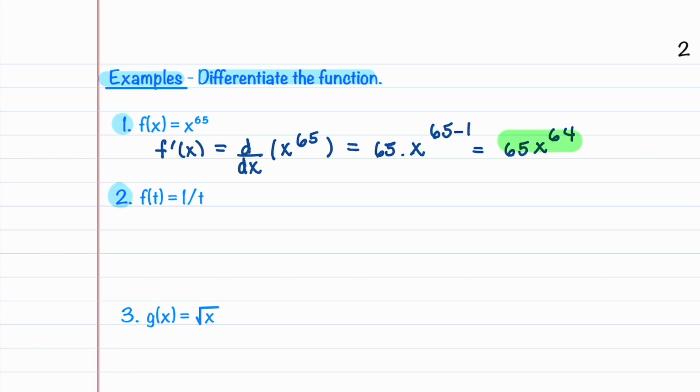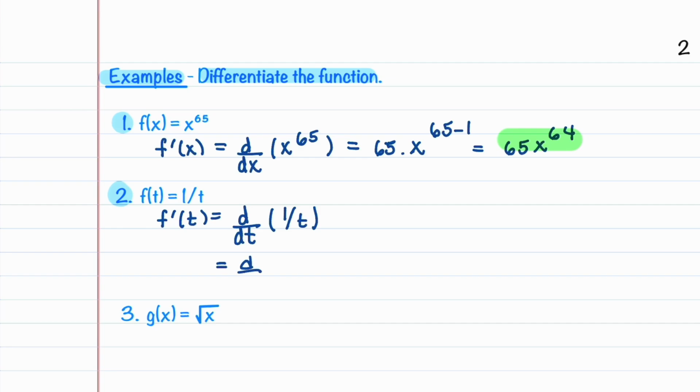Let's look at our next example. In this example, we have f of t is equal to 1 divided by t. Let's start by writing f prime of t is the derivative with respect to t of 1 divided by t. We can only use the power rule when our function is raised to an exponent. So what we have to do before we take the derivative is rewrite 1 over t in terms of t raised to a power. This is going to be d dt of t to the minus 1. See how we just now have t raised to a power? Now we can use the power rule.